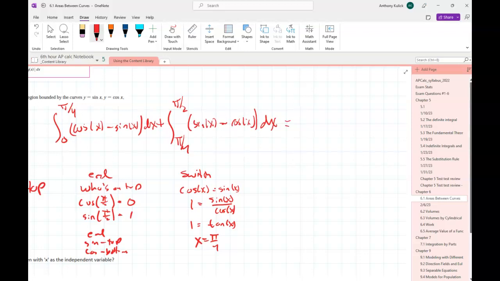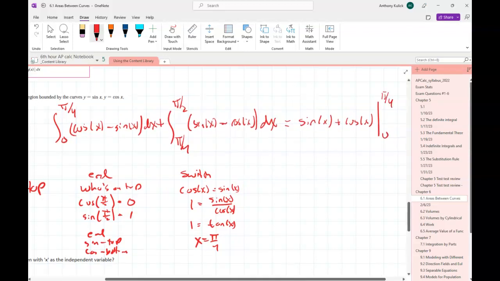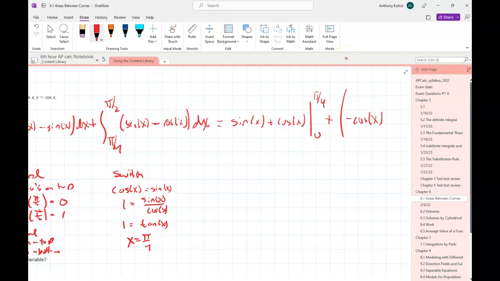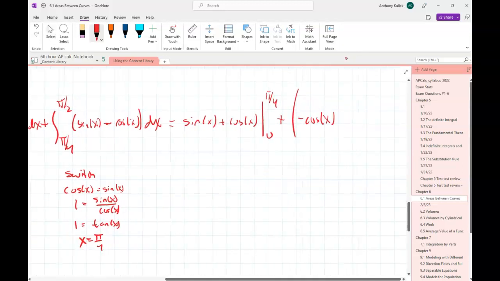Okay. So, the antiderivative of cosine is sine. The antiderivative of negative sine is cosine. The antiderivative of sine is negative cosine. The antiderivative of negative cosine is negative sine.